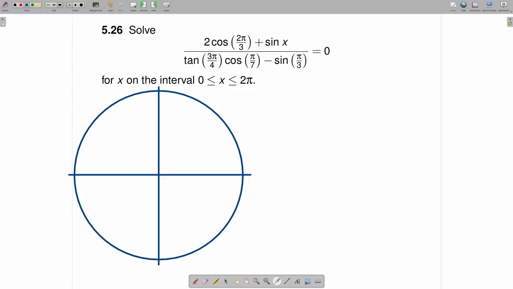And then we're subtracting off the sine of pi over 3. Well, pi over 3 is right here. The sine is a positive number, so we're taking a negative minus a positive. This whole thing is going to be negative. We don't need to worry about dividing by 0. So the fact of the matter is we only want where the numerator is equal to 0, and let's write that down.